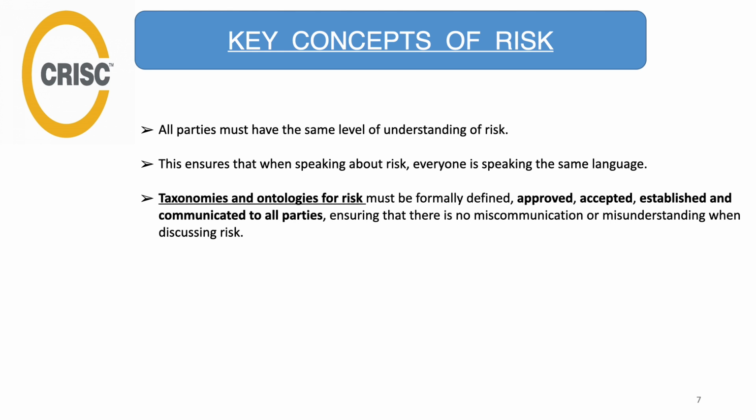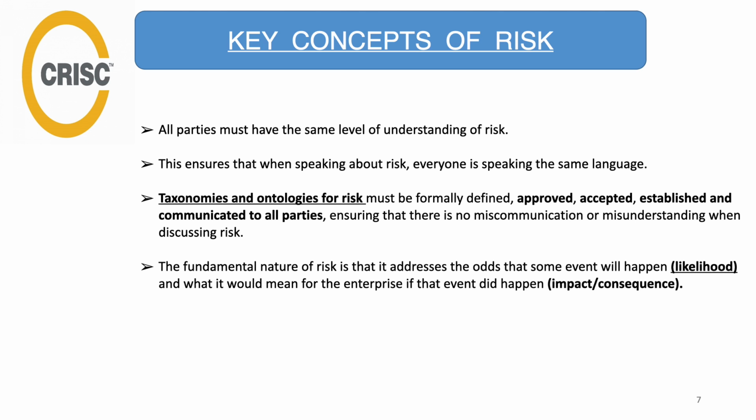In this, the taxonomy and ontology of the risk must be formally defined, approved or accepted, established and communicated to all parties to ensure there is no misunderstanding when discussing the risk. The basic essence of risk is that it deals with the likelihood of a particular event occurring, like probability, and what it would mean to the organization if that event occurred.